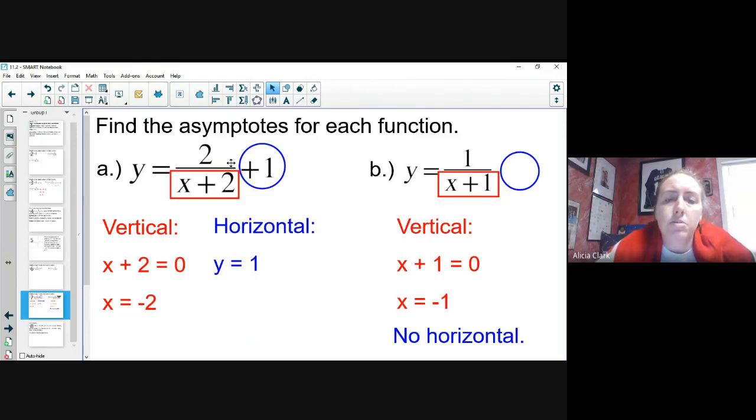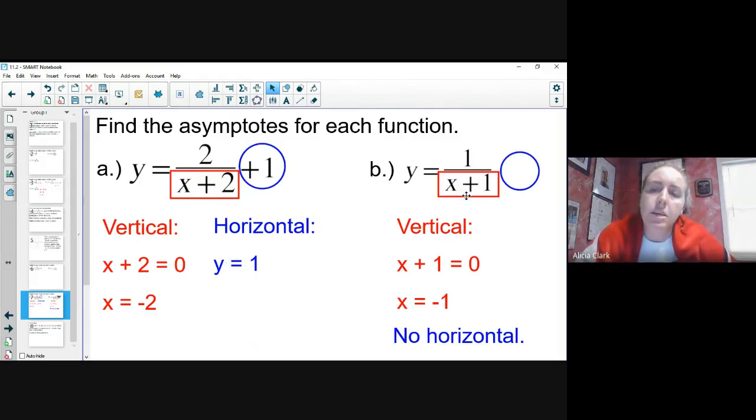My horizontal comes from whatever this number is right here. If it's a positive 1, it's positive 1 here. That's the easy part. You don't have to solve anything. So it would just be y equals 1. Remember that vertical is always x and horizontal is always y.